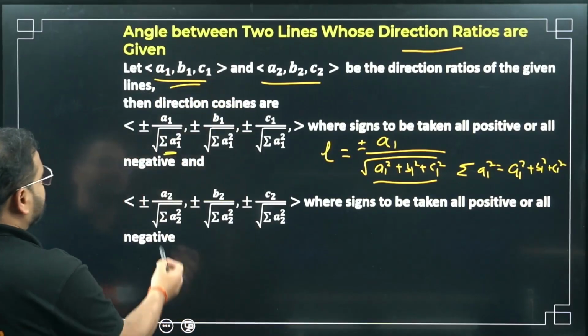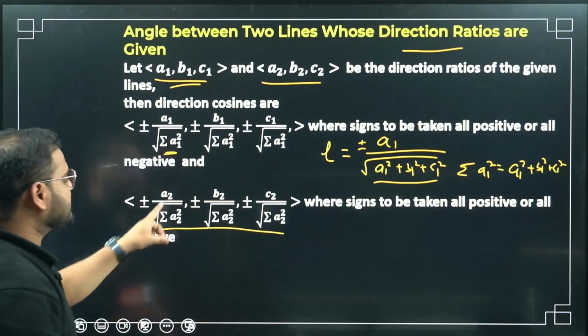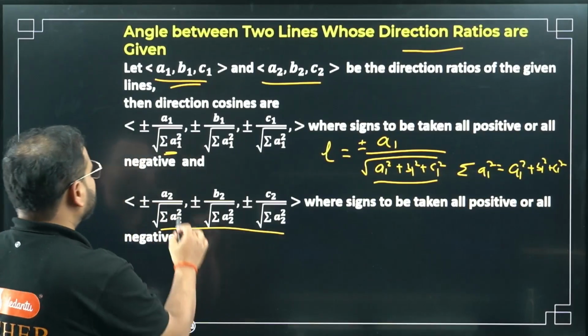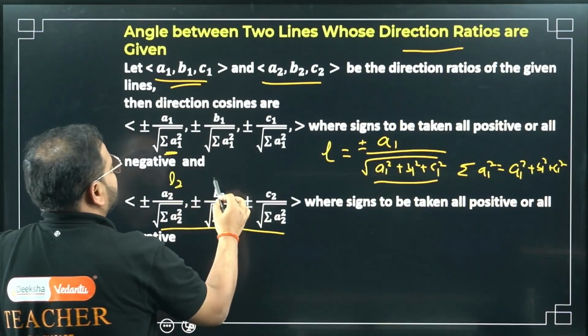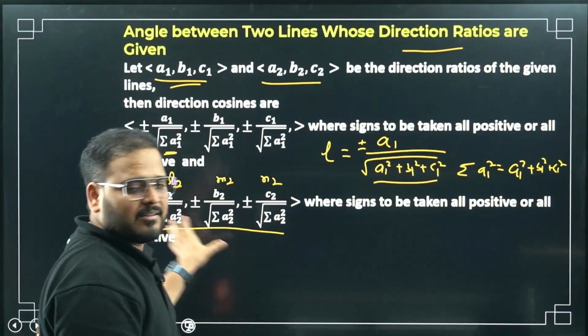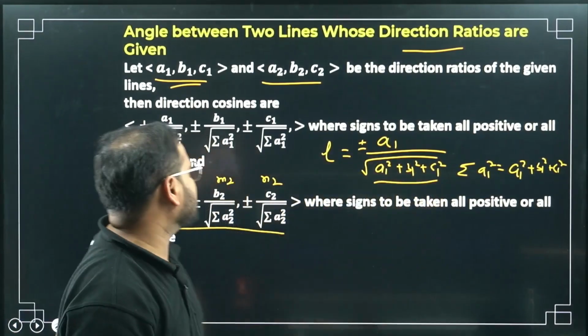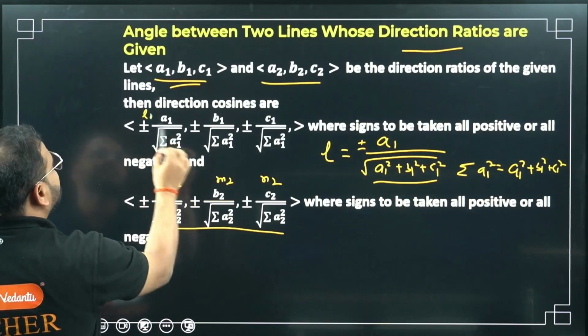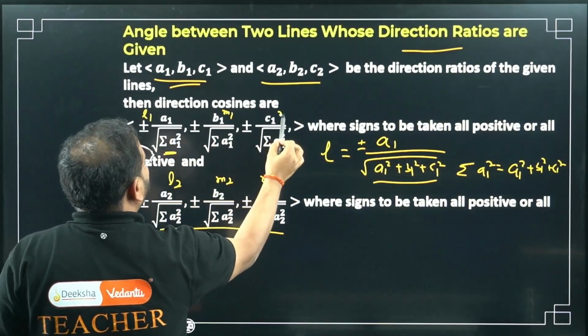What about the second vector, sir? In this case, we'll write A2 by the same thing. So what is this? Tell me here. This is L2, sir. This is M2, sir. This is N2, sir. Correct, na? This is the formula for L. And what is this, sir? So this is L1, sir. This is M1, sir, N1, sir.